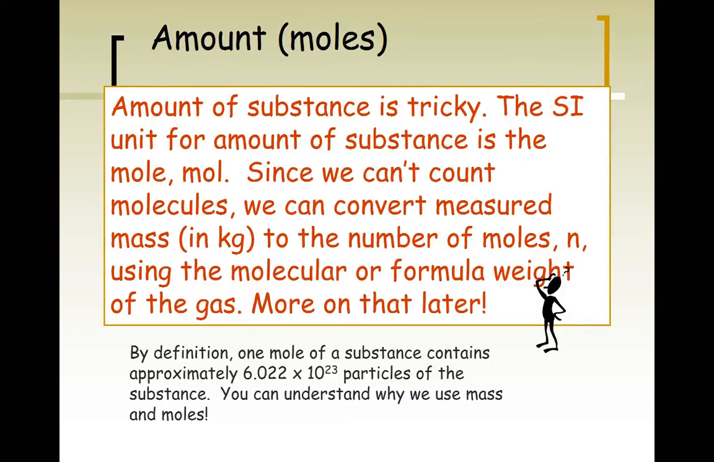Amount in moles. A mole is an amount of a substance. It's a little bit tricky. The SI unit for an amount of a substance is called a mole. Since we can't count molecules, we have to convert measured mass in kilograms to the number of moles using the molecular formula weight. We'll talk about that a whole lot later. We'll be talking about what's called Avogadro's constant, which is 6.022 times 10 to the 23rd particles.